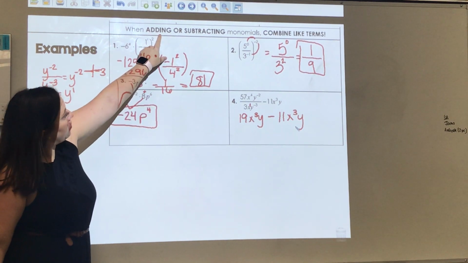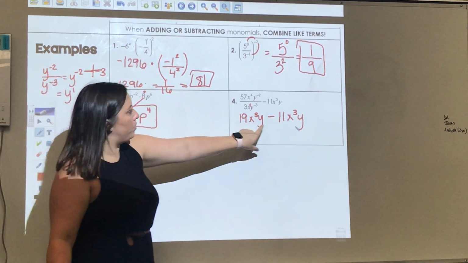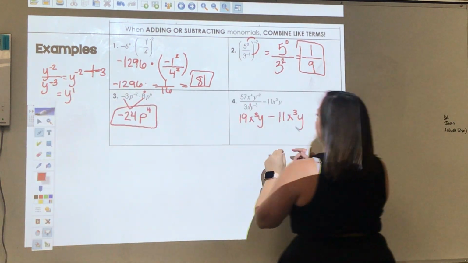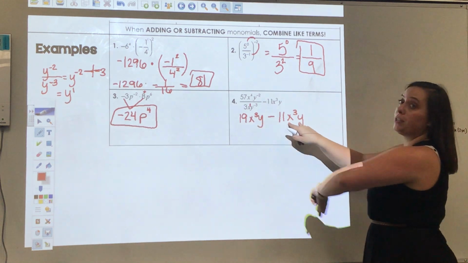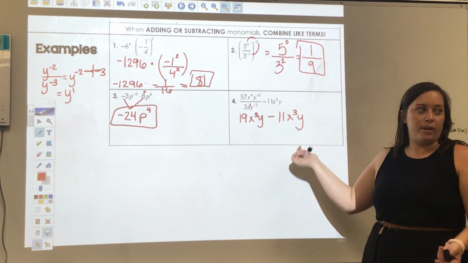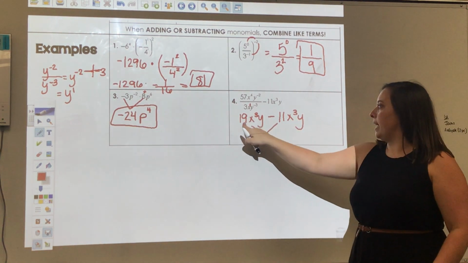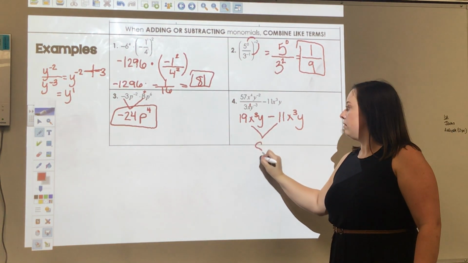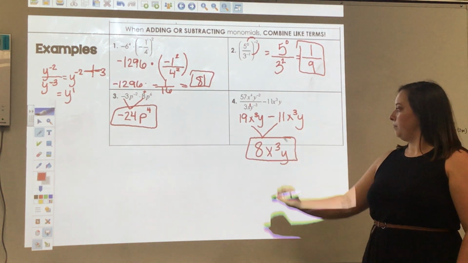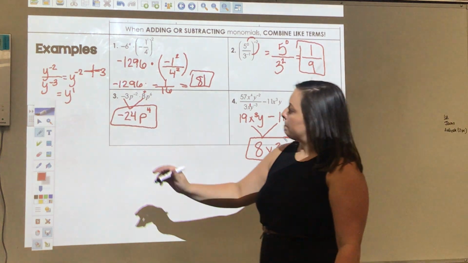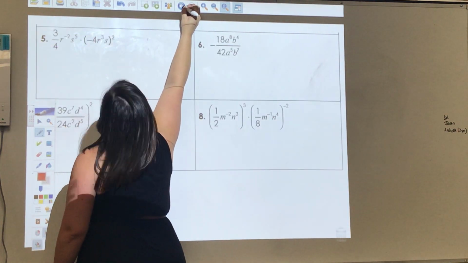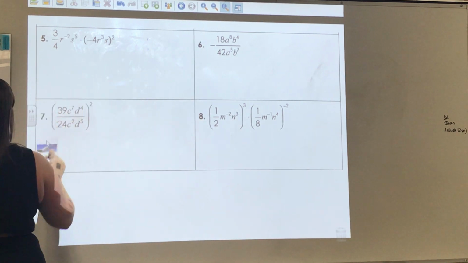Now this is why they gave us this right here. When adding or subtracting monomials, combine like terms if you can. So here we have x cubed y. These are like terms. They have the same exact letters, the same exact exponents. So now we get to combine these. 19 minus 11 is 8. And then tag on your x cubed y. Okay?